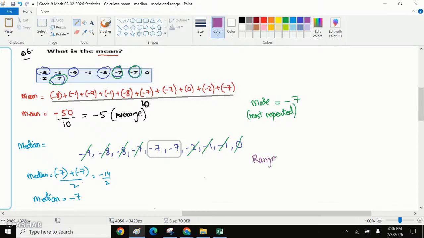And the range is always the maximum minus the minimum, right? So the maximum score was, can anyone give me the maximum score? What is the maximum? I'm talking about the max. Yeah, mode is -7. Thank you. The mode is -7. Great. In order to find the range, can I have the maximum score and the minimum score?